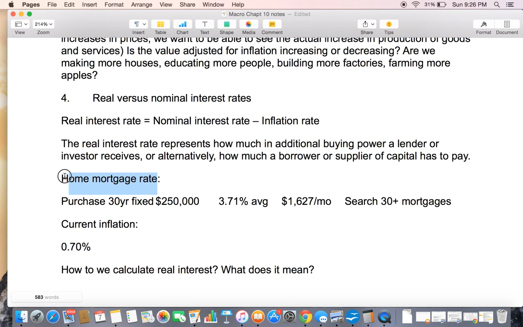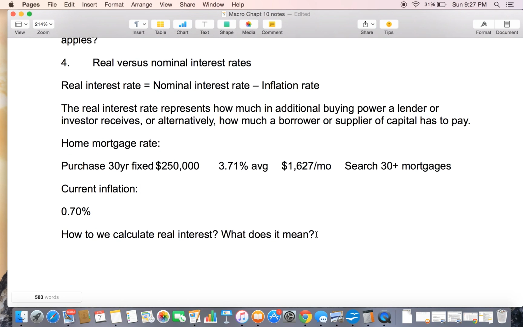How about given current home mortgage rates and given current rates of inflation, do we have a positive real interest rate, or what is the real interest rate? So I looked at home mortgage rates, an average of about 30 mortgages, and this is just something on Google looking at $1,600 a month mortgages, and the average interest rate right now on a 30-year fixed $250,000 mortgage is about 3.17%. So that would be the nominal rate that the borrower is paying to the bank, the lender, on the principal every year.